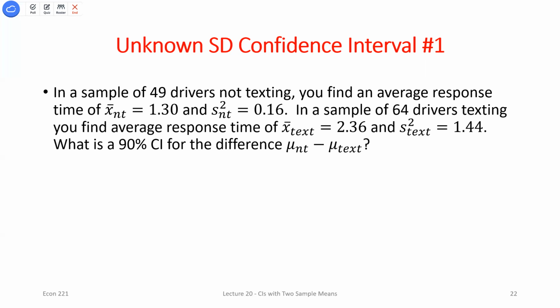So if I look at this, the non-texters are a little bit more responsive, right? I look here, this is 0.16 and 1.44, 49, 64. So if I'm thinking about the possible values for my confidence interval, I know that it should be centered around what value, approximately?